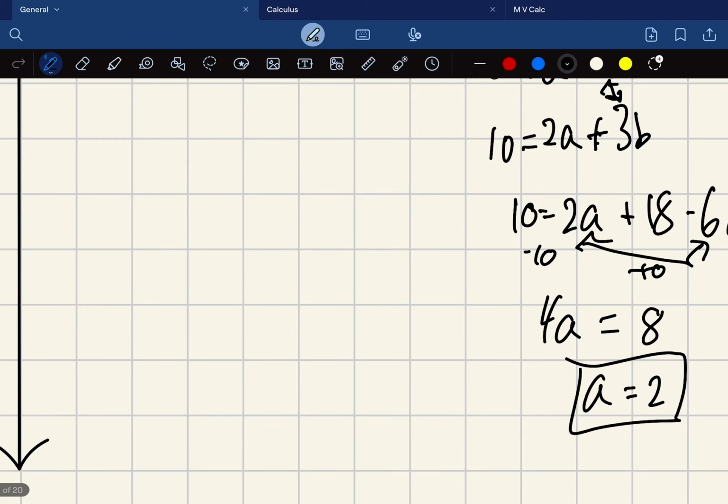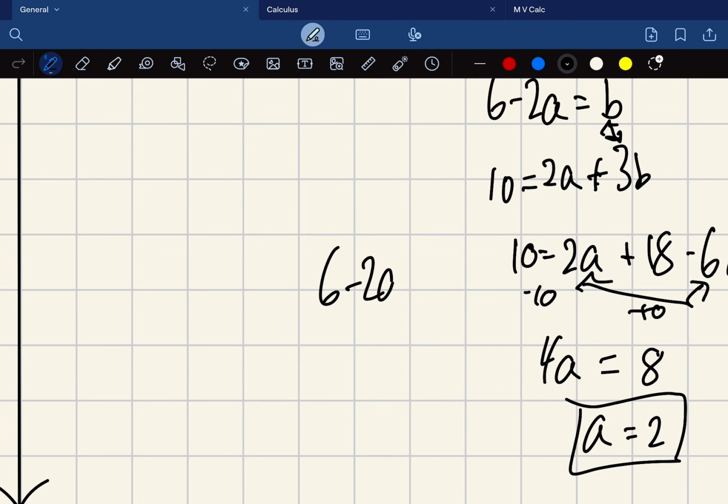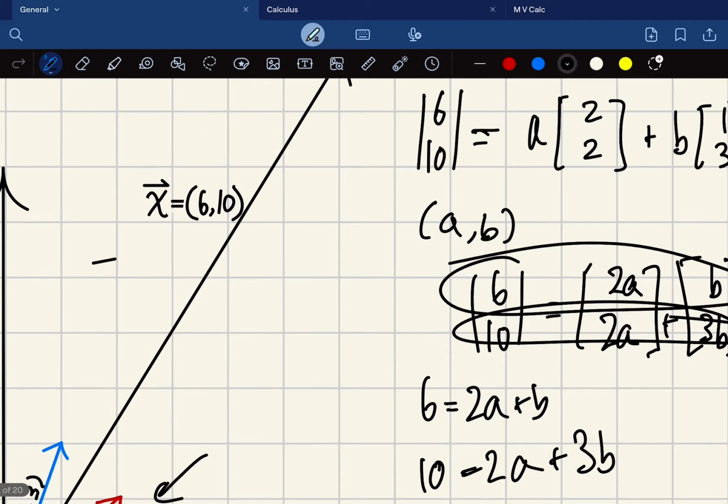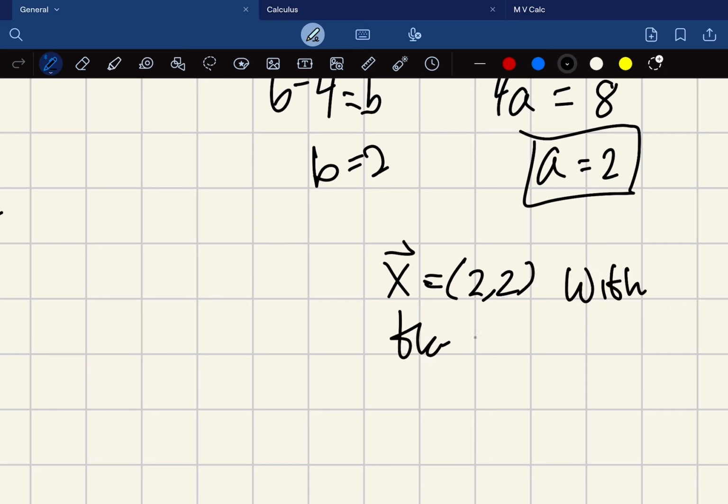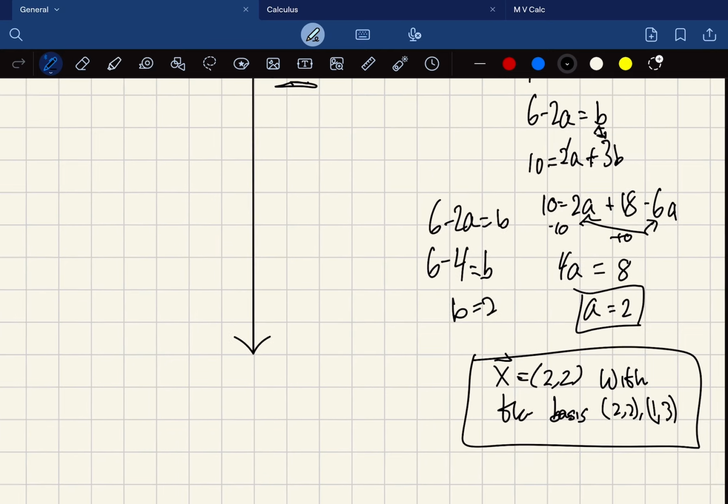Now we just plug that in to solve for b. So 6 minus 2a is equal to b. 6 minus 4 is equal to b. So b must also be equal to 2. So the coordinates of this vector, vector x, is equal to 2, 2 with the basis of 2, 2 and 1, 3. Now we got the answer.